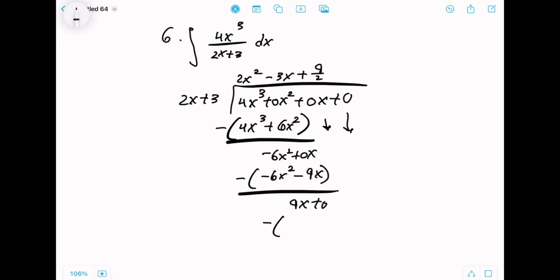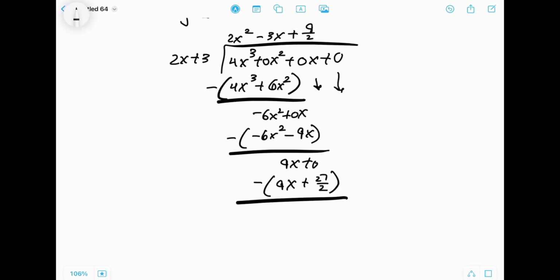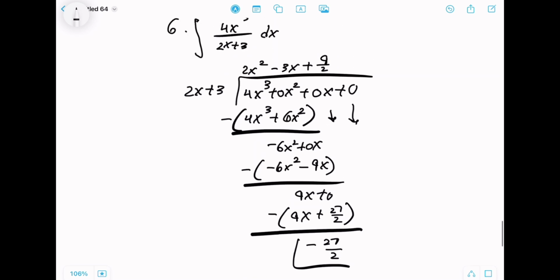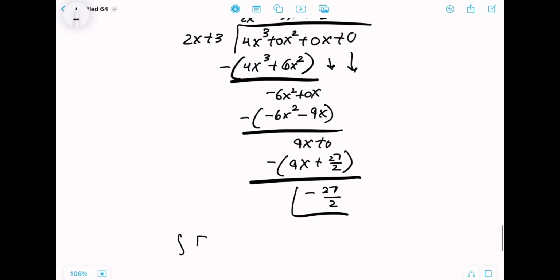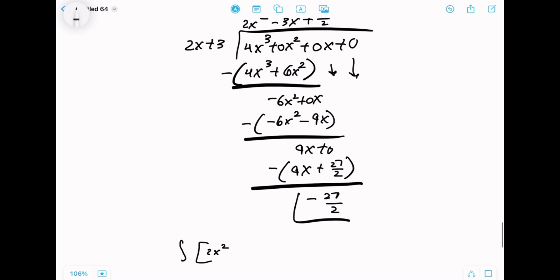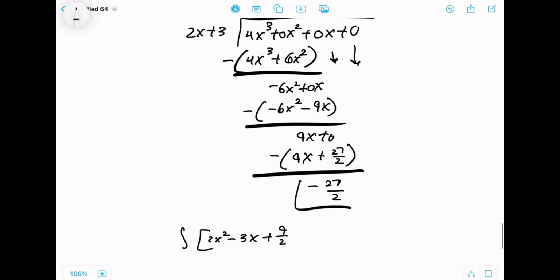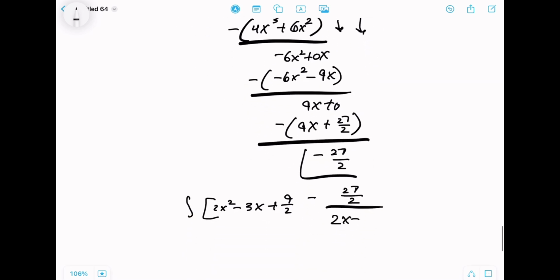And now I write this as minus 9x. And then that's going to be plus 27/2. So this is going to be minus 27/2 as my final remainder. So now I have the integral of 2x squared minus 3x plus 9/2 minus (27/2) over (2x plus 3) dx.